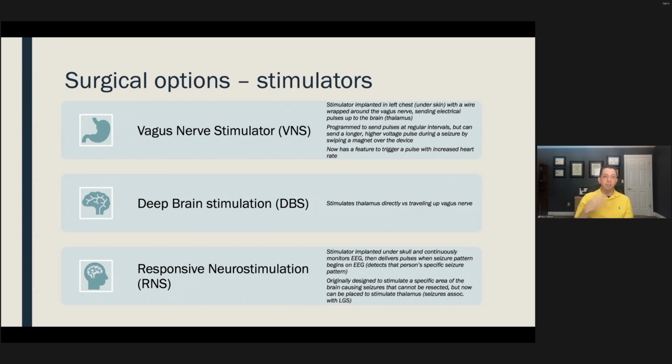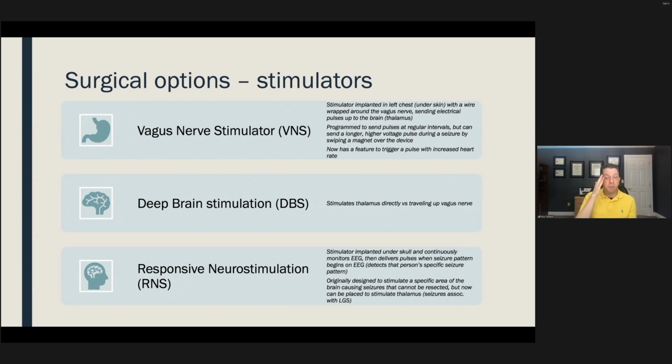If it's in your motor area or your speech area, you don't want to cut out something that does things that are so important like that. So this was made to go over those areas and stimulate those spots that we know are causing the seizures, but we can't remove. But in kids with Dup15, what we would do is attach it right to the thalamus. Instead of going up the nerve like the VNS, it just goes straight to the thalamus.